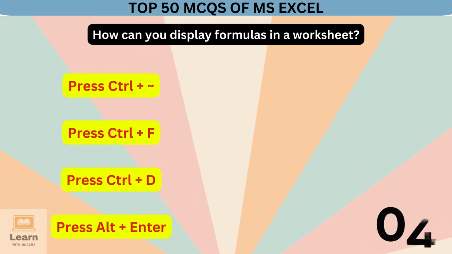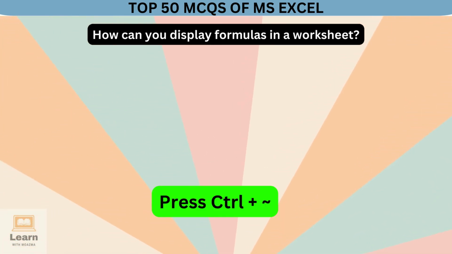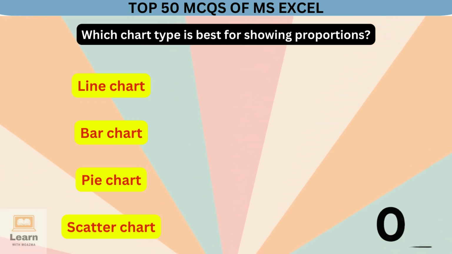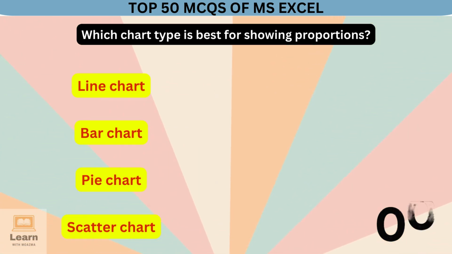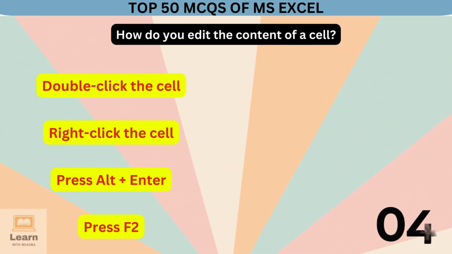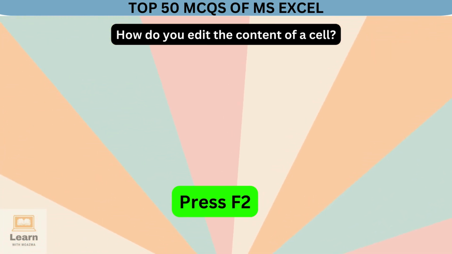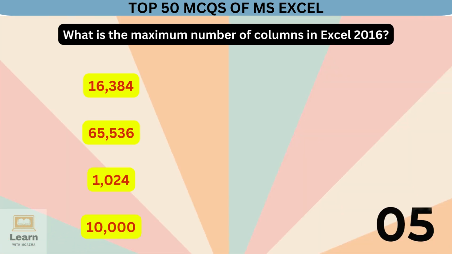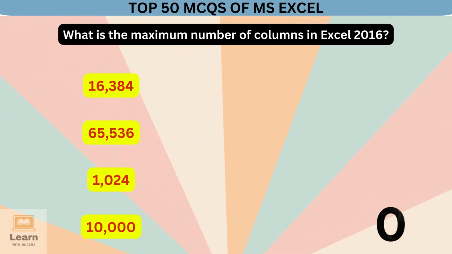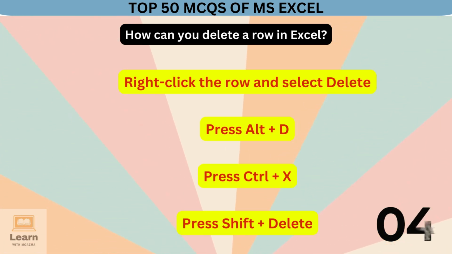How can you display formulas in a worksheet? Which chart type is best for showing proportions? How do you edit the content of a cell? What is the maximum number of columns in Excel 2016? How can you delete a row in Excel?